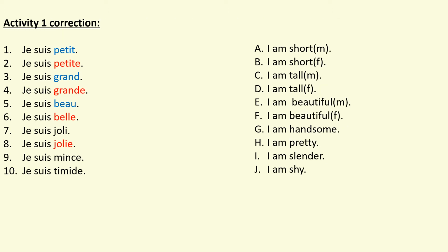So for the next slide, I want you to take correction on what you've done, just making sure that everything matches up together. So je suis petit, I am short, masculine, je suis petite, I am short, feminine. Please take a minute to go through your work, making sure that you've got exactly the same on the slide there as you've got in your exercise book.